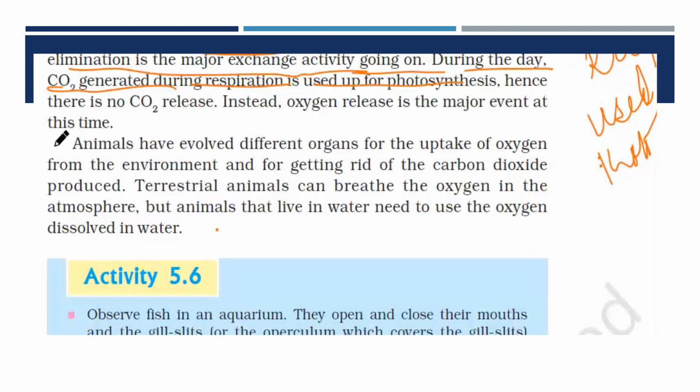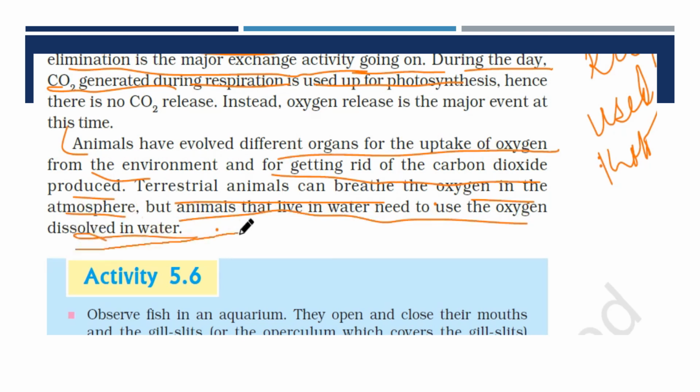Animals have evolved different organs for the uptake of oxygen from the environment and for getting rid of the carbon dioxide produced. Terrestrial animals can breathe oxygen in the atmosphere, but animals that live in water need to use the dissolved oxygen. We all are terrestrial animals living on land, and the animals living in water need to use the oxygen that is dissolved in water.